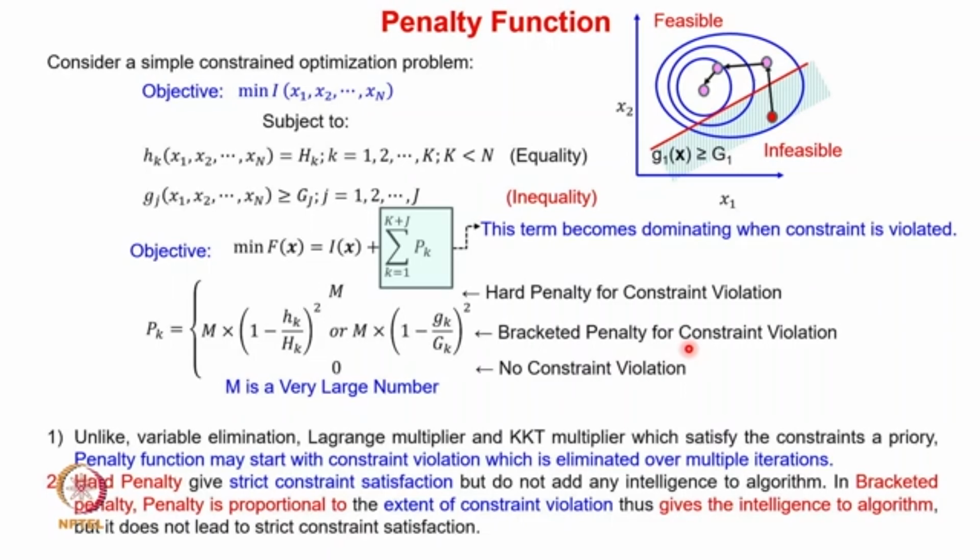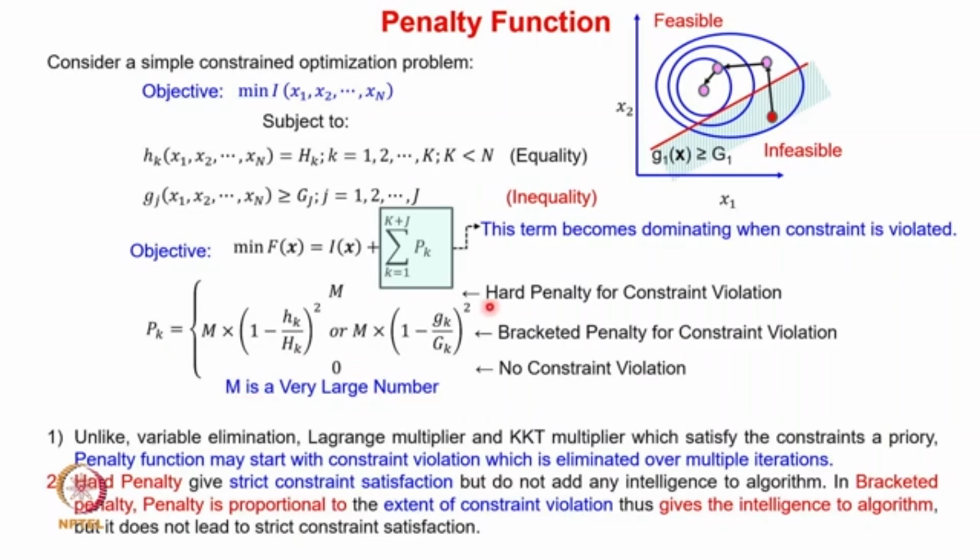And there is something called a bracketed penalty. So what does the bracketed penalty do? It calculates how much is the amount of constraint violation. So the extent of constraint violation is calculated by using these particular equations. You can see that hk should equal capital Hk. Let's say if it is not equal to capital Hk, 1 minus small hk divided by capital Hk gives you the fraction of the constraint violation you are having. The square of that is multiplied to the large number. So you can see that the extent of constraint violation is included when we are looking at the bracketed penalty. And whenever there is no constraint violation, the value of pk is just equal to 0.